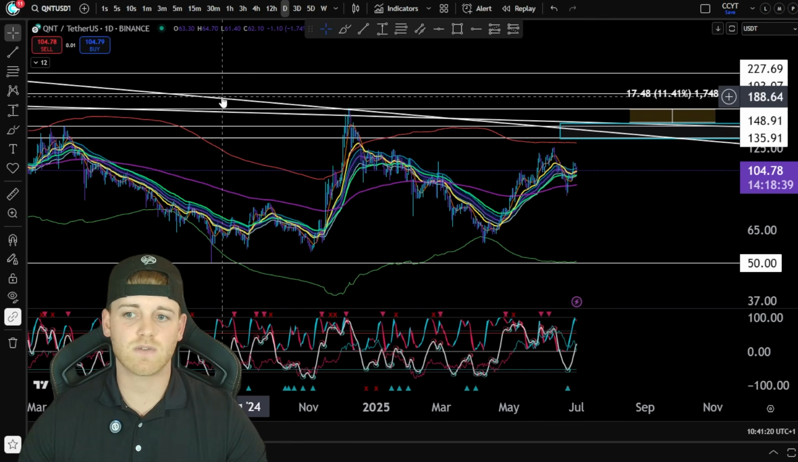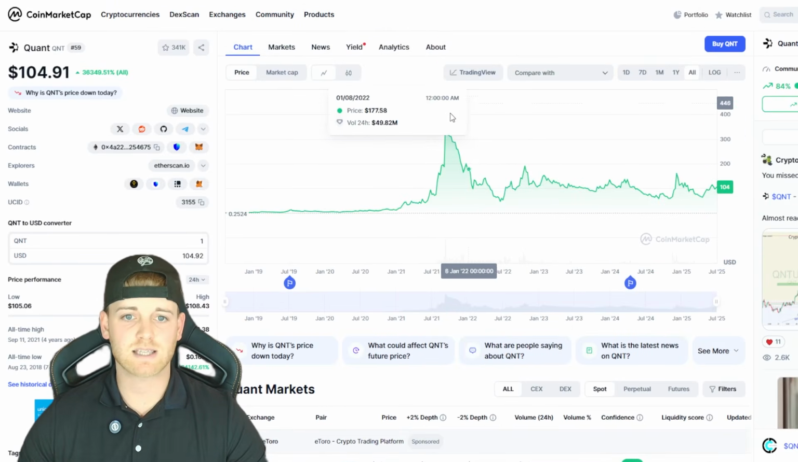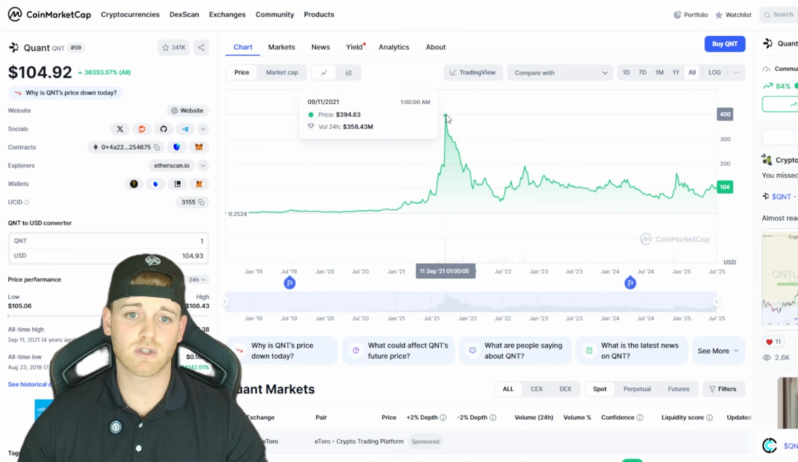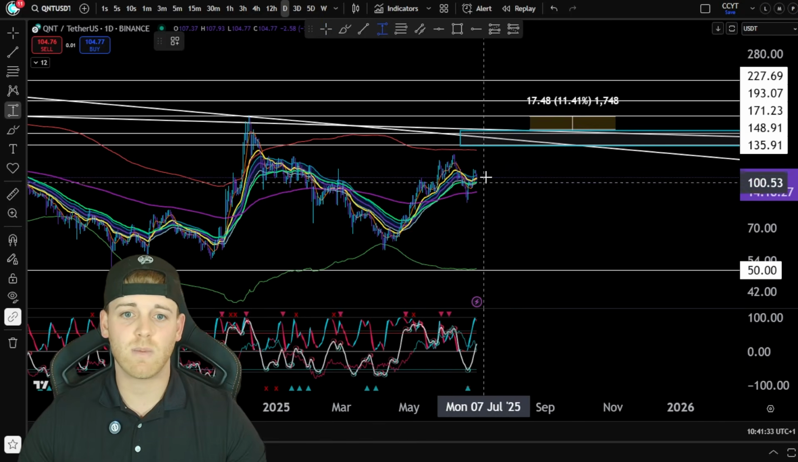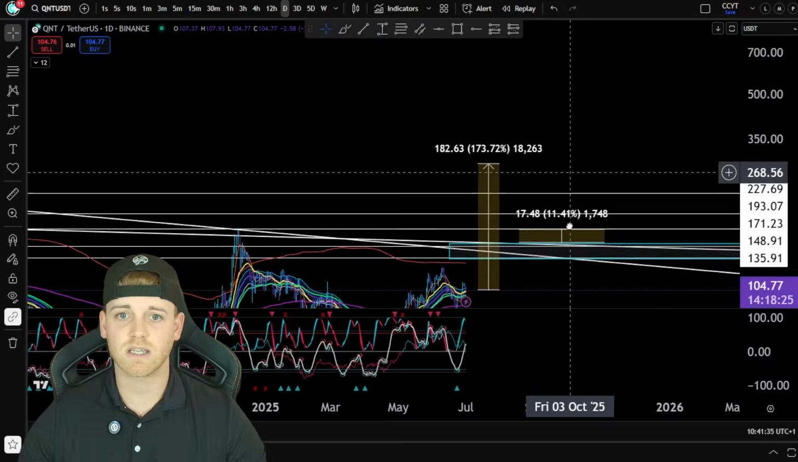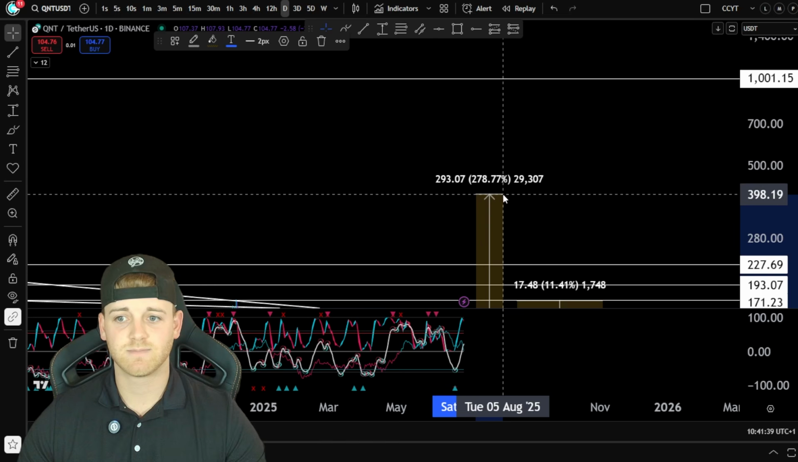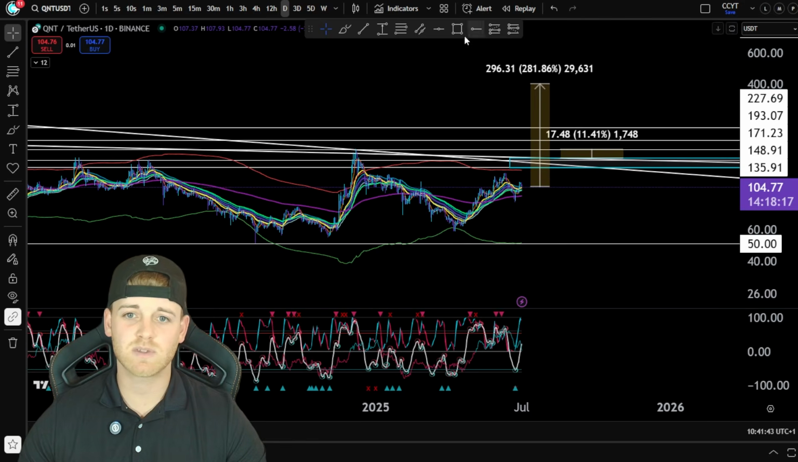So currently at a price of $104. If we look at the all-time high for this asset, it's $400 on the dot, believe it or not. So $400 on the dot from where we are now would be basically a 281% move for this asset.